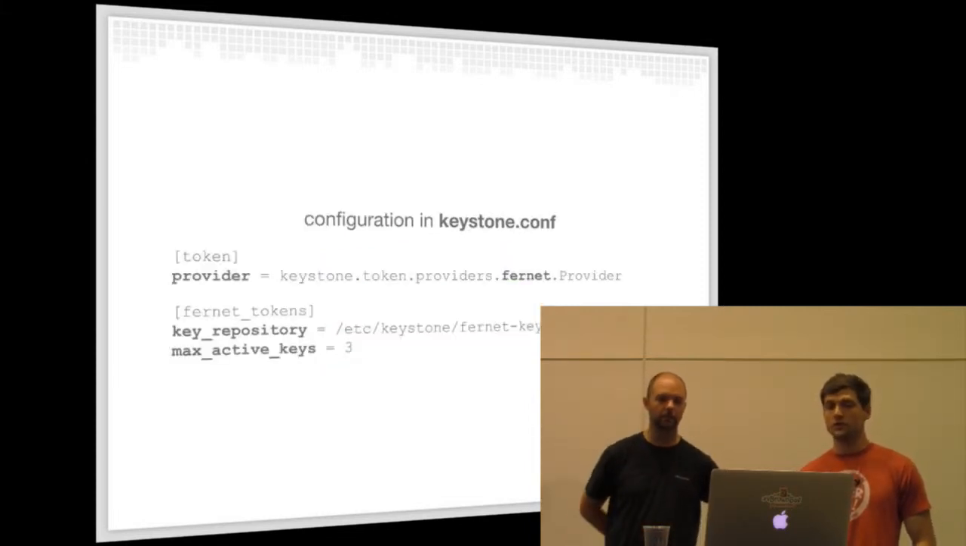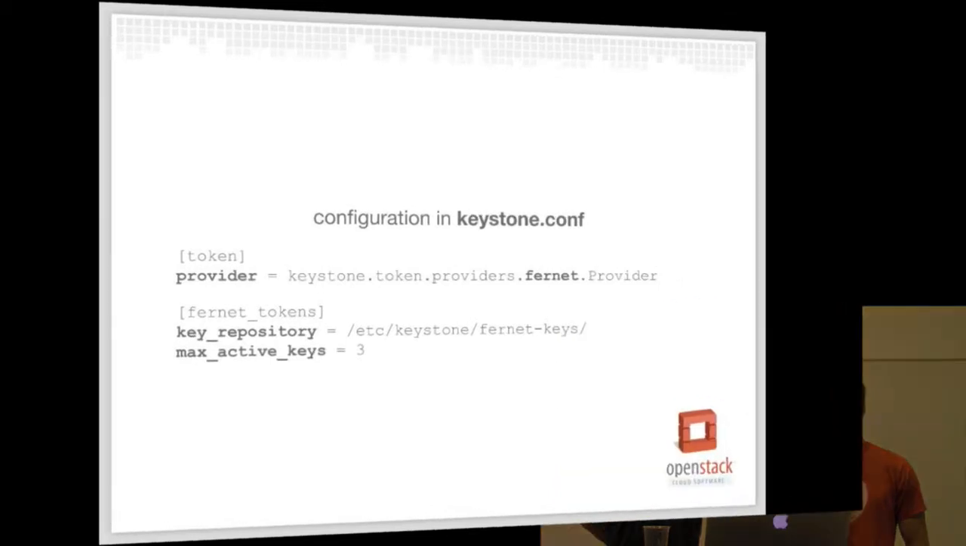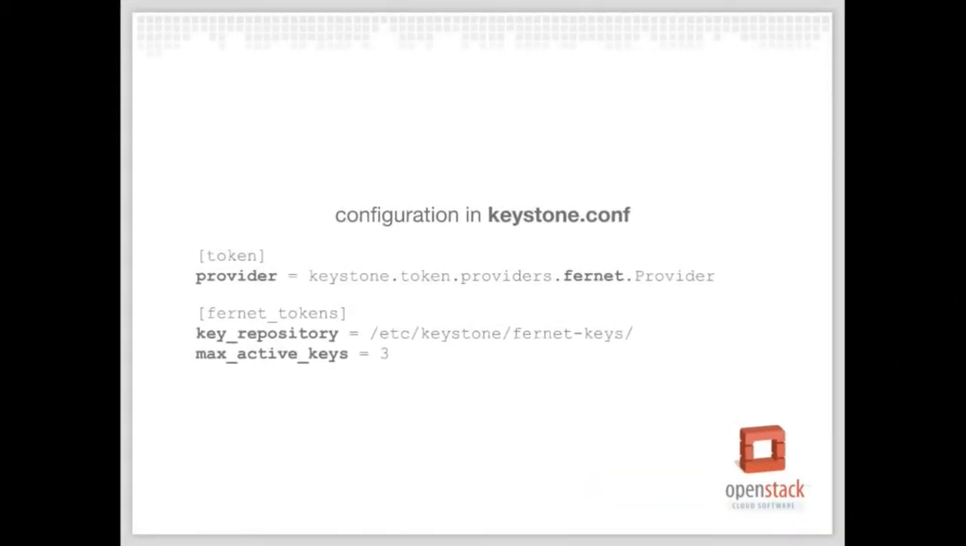So switching over to a Fernet implementation, it's a pretty easy change. You just got to change your provider to use a Fernet provider. And there are two optional configuration options. One's the location of your key repository on disk. And this is something that you can extend a little bit later on too if you want to use something else. I'd be happy to talk to somebody about that afterwards, but we probably won't get into it here. The second one is max active keys, so the number of keys that you want to have active in your deployment before they start getting pruned.